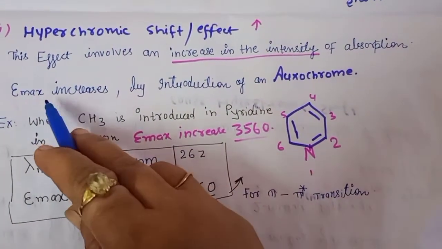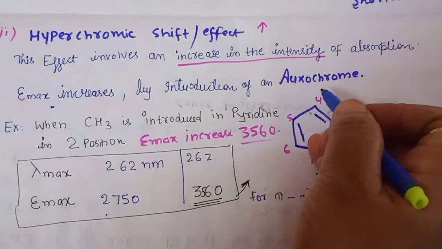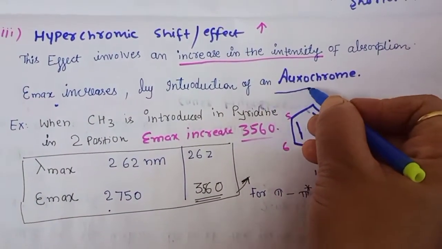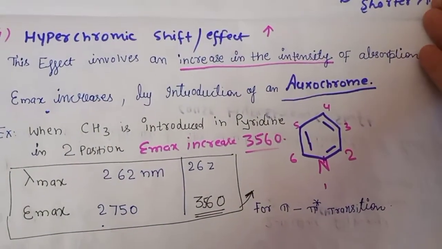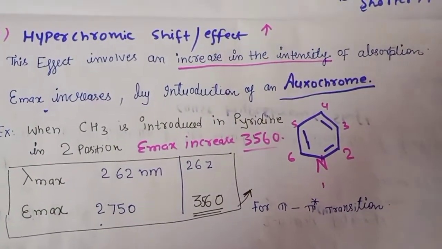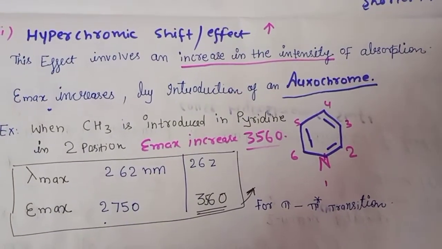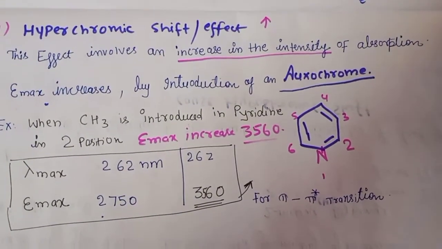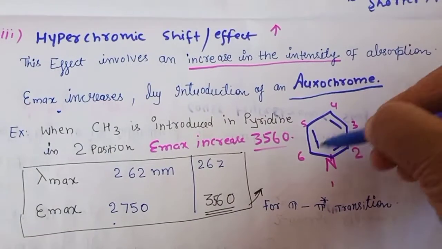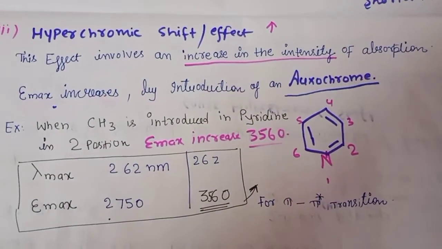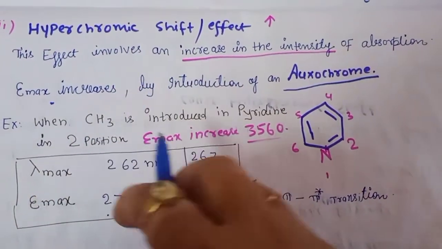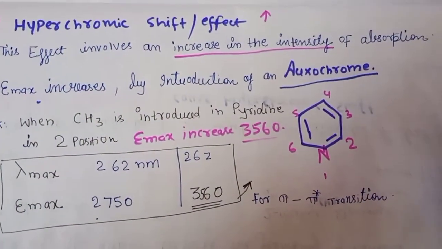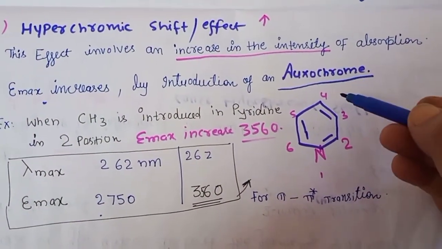So the Emax increases by the introduction of any auxochrome. So as I already explained, first, what are the auxochromes? If they are present in any compound alone, they cannot increase or decrease the value of the absorption wavelength or Emax. But if they are present in the ring, they can either increase the values or they can decrease. So there are certain groups which will enhance the lambda max or the Emax. These are termed as our auxochromes.